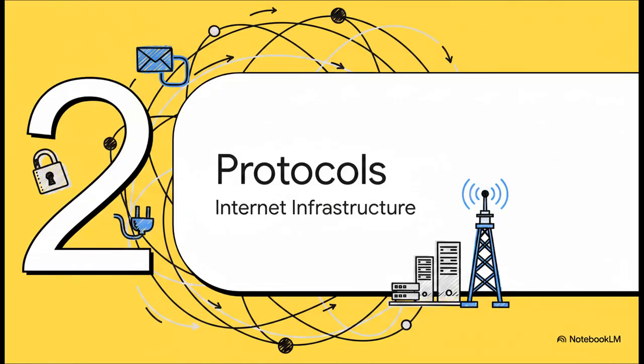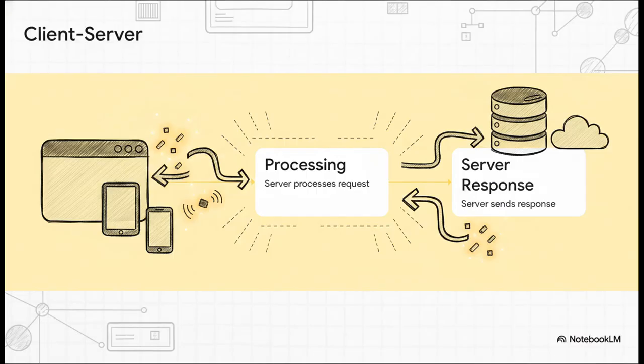Moving right along to Section 2, Internet Protocols and Infrastructure. The absolute foundation of all this connectivity is the client-server architecture. It's a direct, continuous transaction. Your device, whether that's a web browser or a mobile app, which we call the client, sends a request. Then, a centralized computer or software, the server, processes that exact request and fires the requested data right back to you. This setup allows for centralized management and incredibly fast, efficient communication.